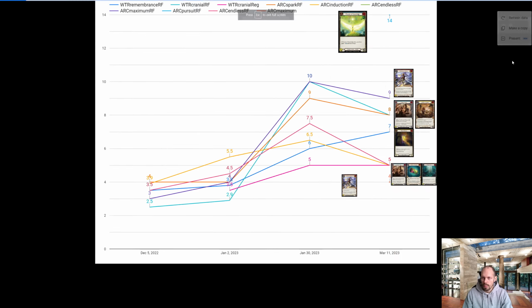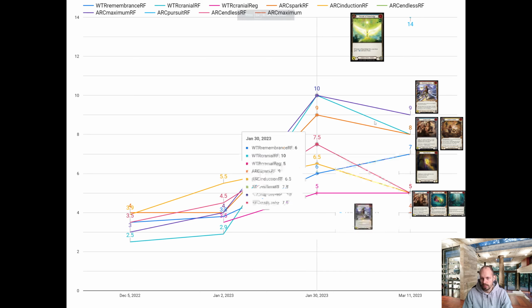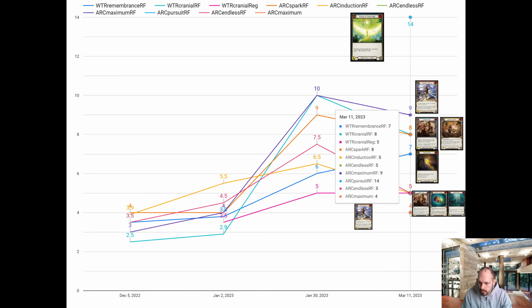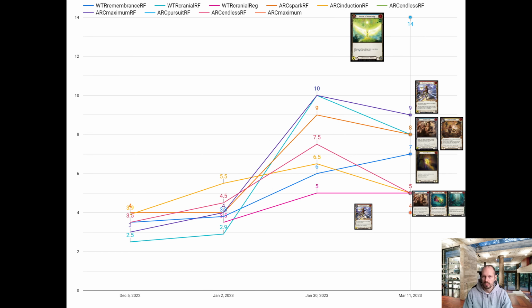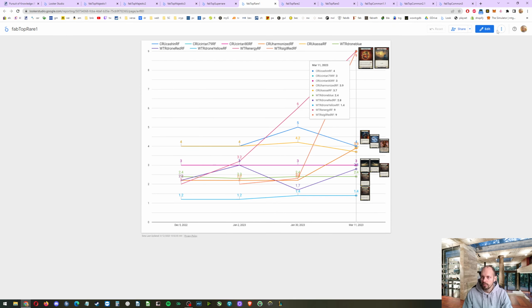Basically the rest, after this huge price spikes last time, went down a bit. We have an exception here, $7 for Remembrance and Rainbow Foil. But yeah, the rest sideways or down. And then there's one more new here, $4 for Maximum Velocity. That is the non-foil version. Yeah, the non-foil version, $4. And now we move over to the rares.